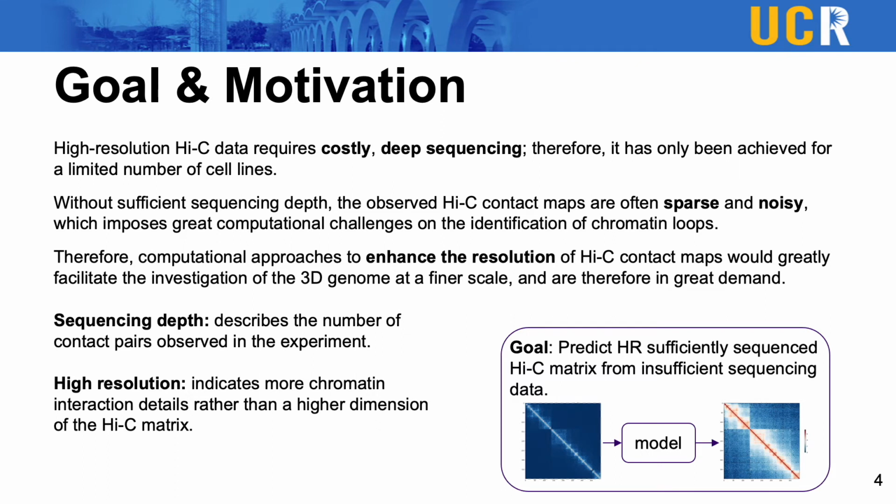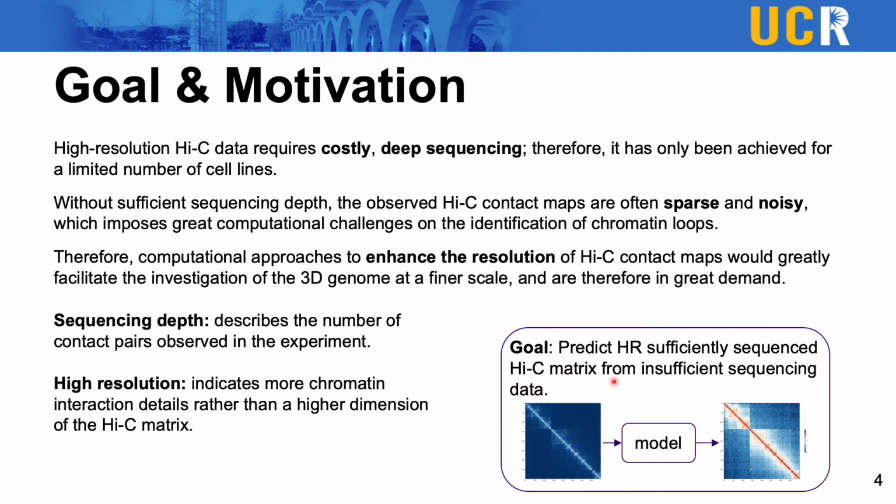High-resolution Hi-C data requires costly deep sequencing. Therefore, it has only been achieved for a limited number of cell lines. Without sufficient sequencing depth, the observed Hi-C matrix is often sparse and noisy, which imposes great computational challenges on the identification of chromatin loops. Therefore, computational approaches to enhance the resolution of the Hi-C matrix would greatly facilitate the investigation of the 3D genome at a finer scale and are in great demand.